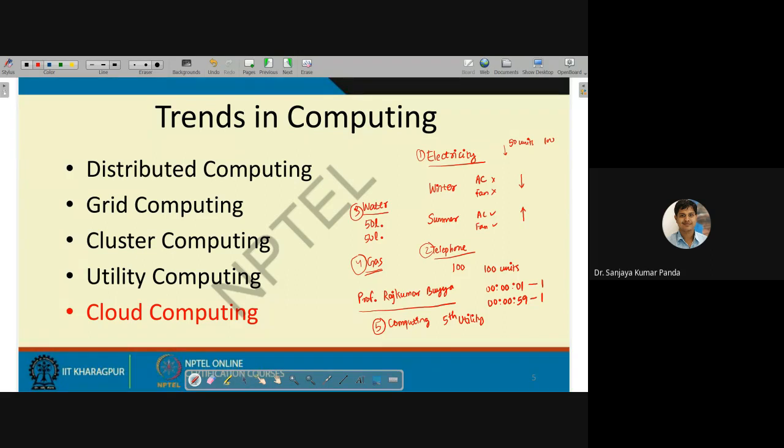As I mentioned, there is another computing paradigm nowadays popular, called fog computing, right? What is fog? If you go to nature, in between ground and cloud, what do we have? Fog, right? Especially in the winter season, we are able to see the fog. So fog is an intermediate layer between ground and cloud.